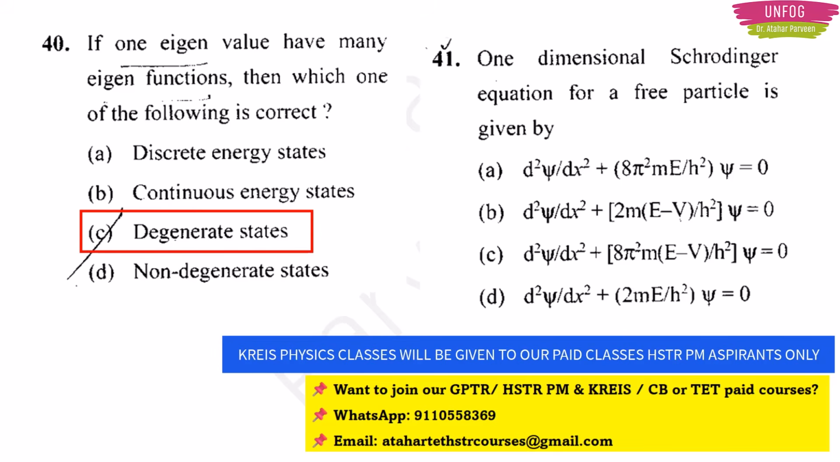Okay. Next question is, the one-dimensional Schrodinger equation for a free particle is given by. So though this is a very simple direct question, you should be knowing the Schrodinger equation in terms of Planck's constant. Okay. Schrodinger equation can be written in terms of Planck's constant h, or it can also be written in terms of h cross, right? h cross is equal to h upon 2 pi.